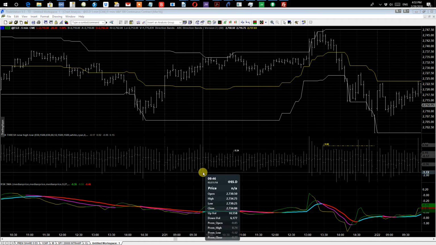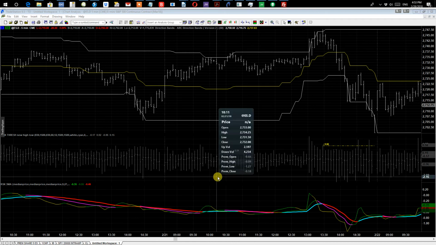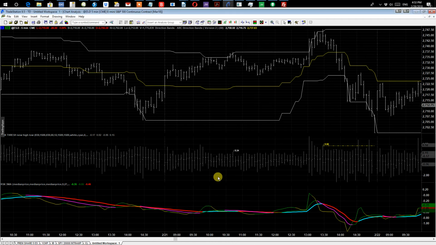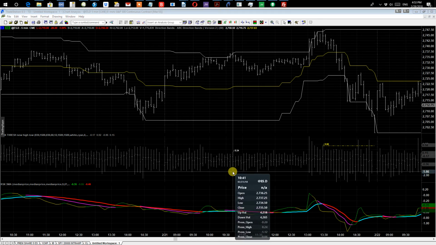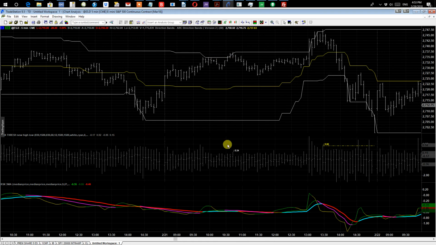Up, up, up, up. Divergence. Divergence again. Should come up. Higher, higher. It does, but nowhere near here compared to here. Big divergence. Down we start to go.